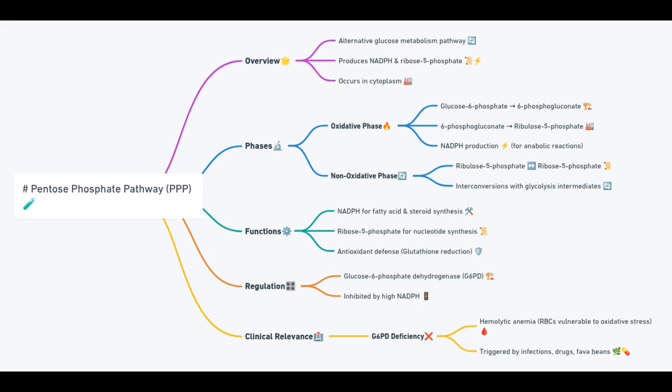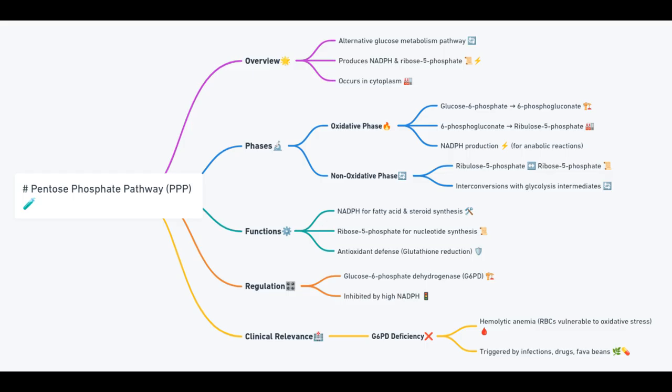Okay, so with the mind map on the pentose phosphate pathway, we try and brainstorm and remember the reactions of the pathway, the oxidative reaction, non-oxidative reactions, regulation of the pathway, other pathway for generation of NADPH, and also the clinical correlations.